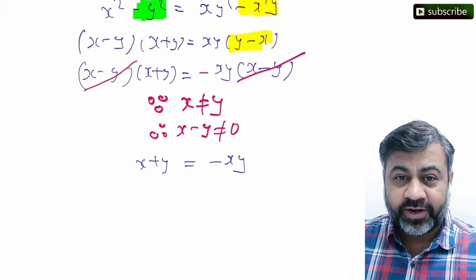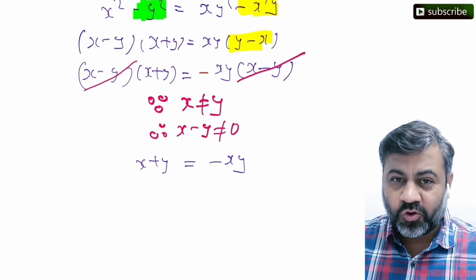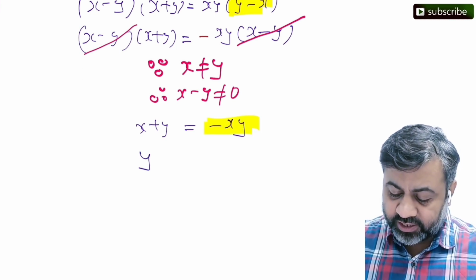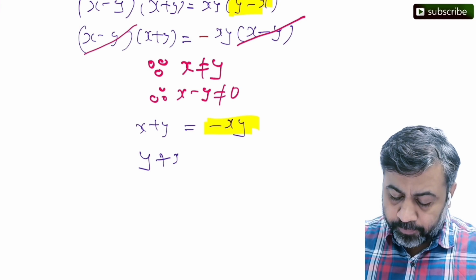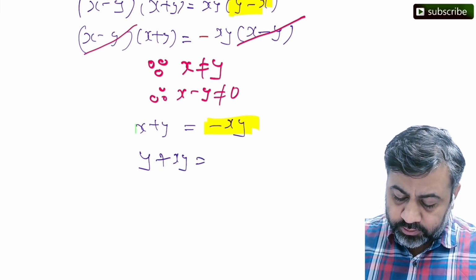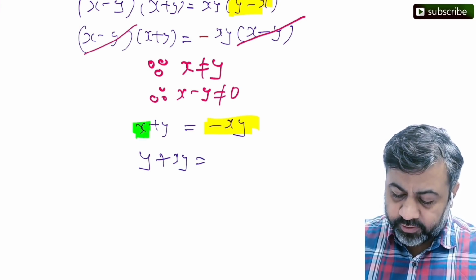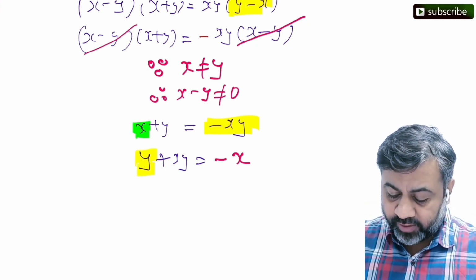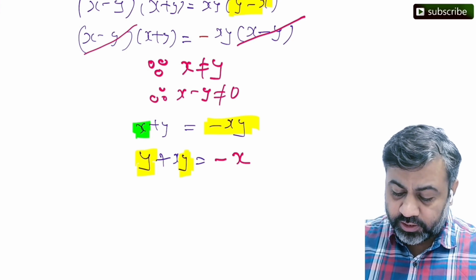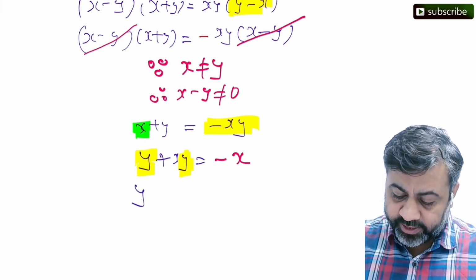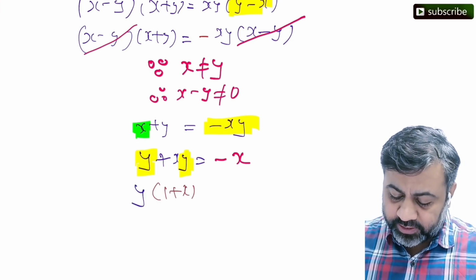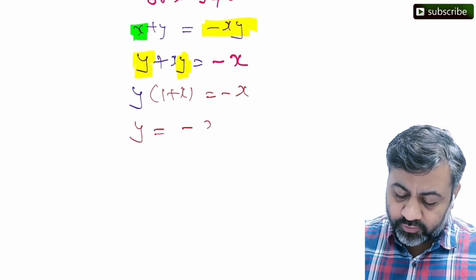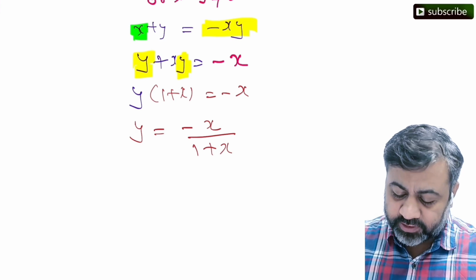Now I want to get it converted to y equal to all x, right? So what I'll do here is, keeping this y as it is, minus xy on the other side will be plus xy, and this plus x on the other side will give me minus x. Now if you observe, we can take y common, right? We have y at two places. So if I just take y common, what I get in the bracket? I get 1 plus x equal to minus x. So my question is now y equal to minus x by 1 plus x.